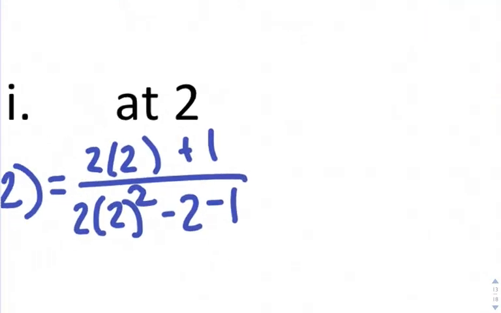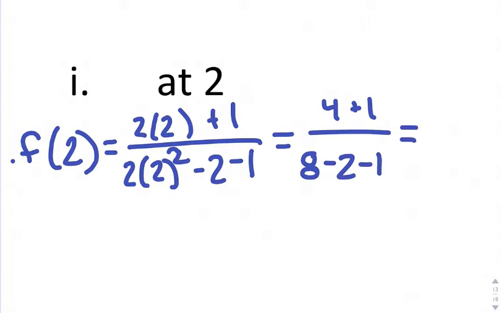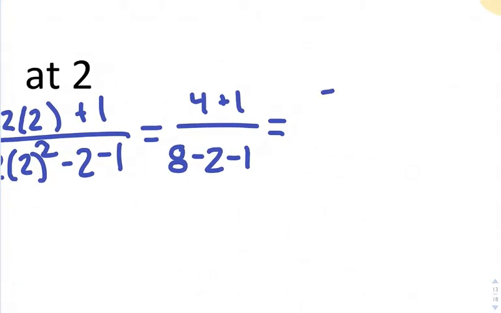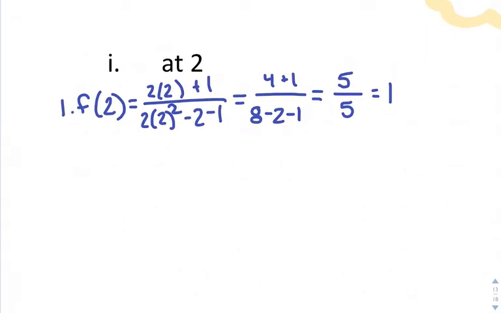Now I'm going to simplify. 2 times 2 gives me 4. 2 squared is 4, 4 times 2 gives me 8, minus 2 minus 1. So 4 plus 1 is 5, and 8 minus 2 minus 1 is also 5. So I get f of 2 equals 1. That's condition 1.